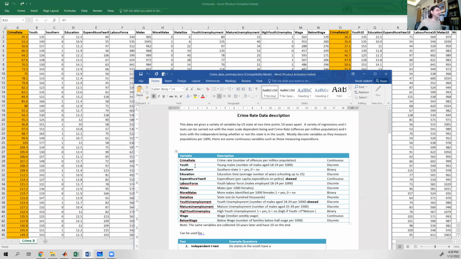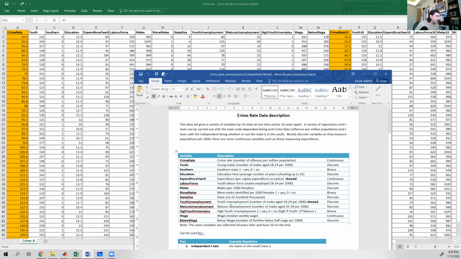For instance, the second column is youth, which is young males, number of males aged between 18 and 25 per 1,000. Then whether it's a southern state or not, though the state name is not given. Education is how many years up to age 25 are used in education, and there are all these variables. Some variables are a little bit unnecessary, like for instance, once wage is given, right?